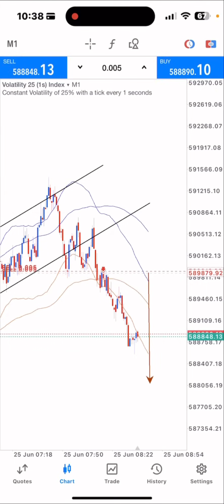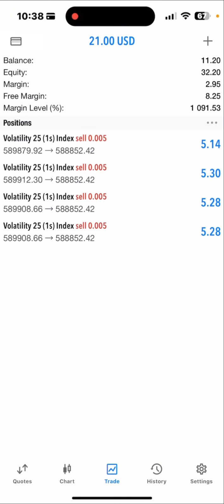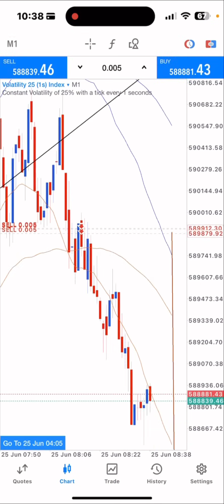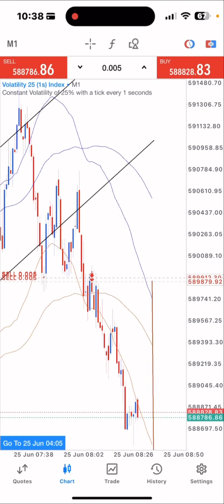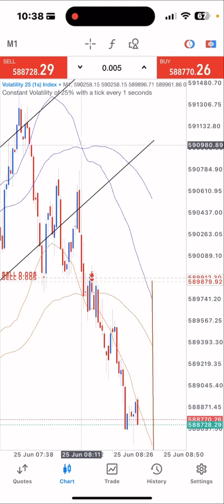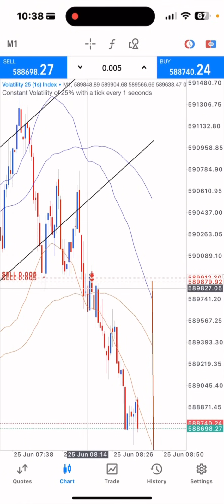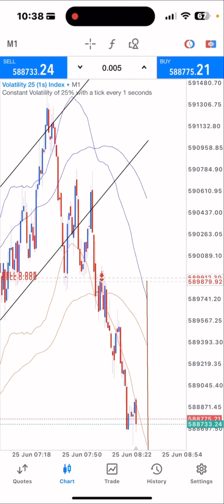A few moments later. Well, from $2 we are now on $31, which is not bad. Why I sold right here is because of the envelopes. You see right here, the envelopes made a crossover. Same applies right now. Same applies right here. There was a crossover, and at the same time there was a channel.